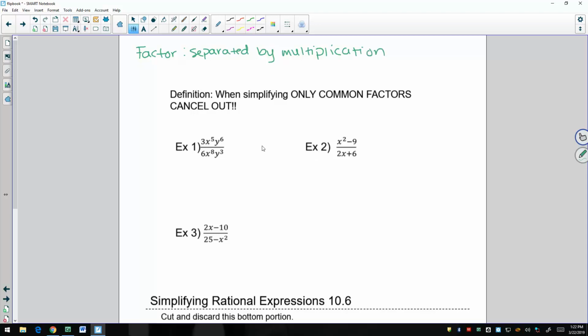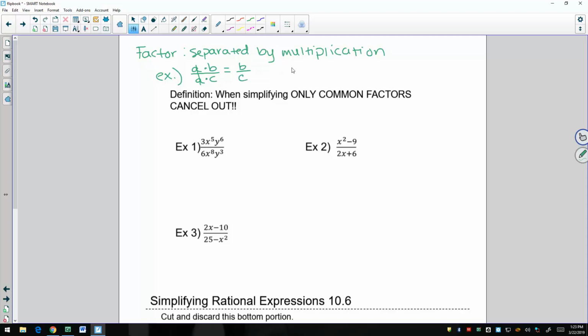You can cancel out factors if the same exact factor is on the top as it is on the bottom. It has to be separated by multiplication, though, not addition or subtraction. So a real quick example, if you had A times B over A times C, you can cancel out the two A's because they are attached to the other term by multiplication. So it would be equal to just B over C.